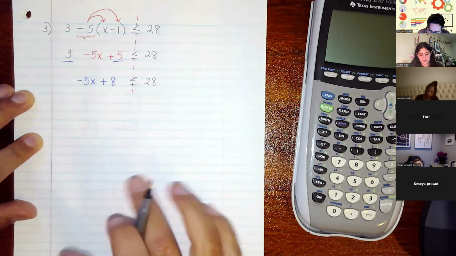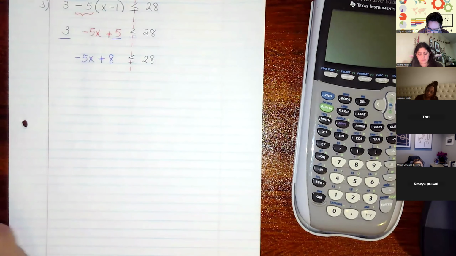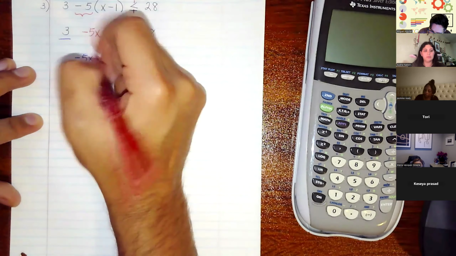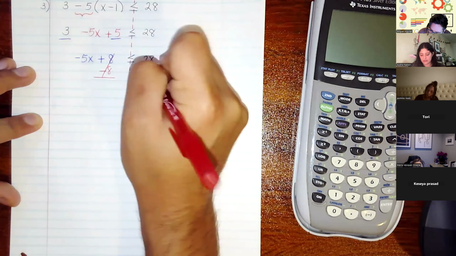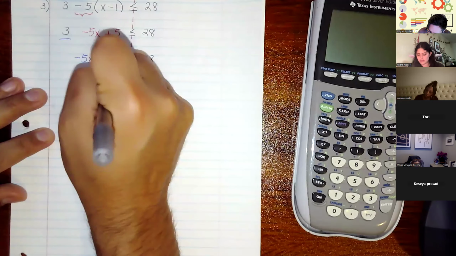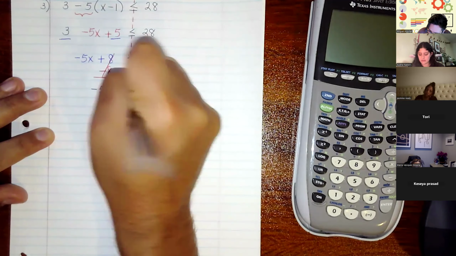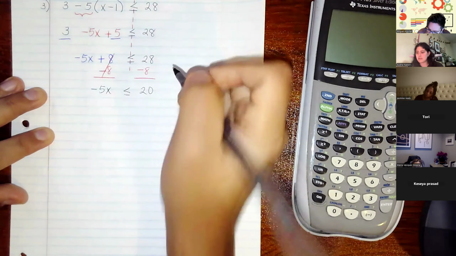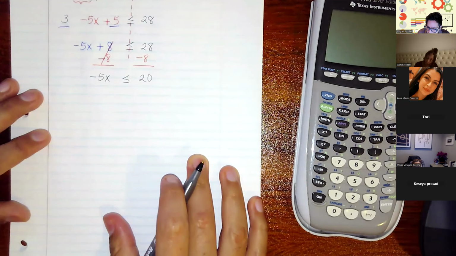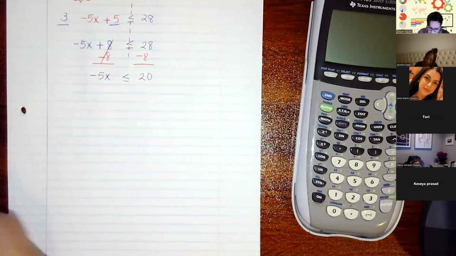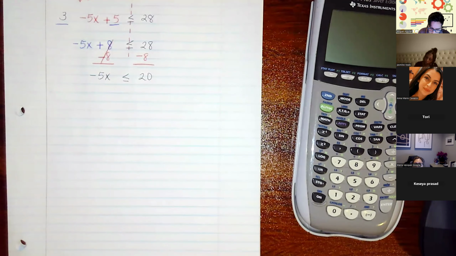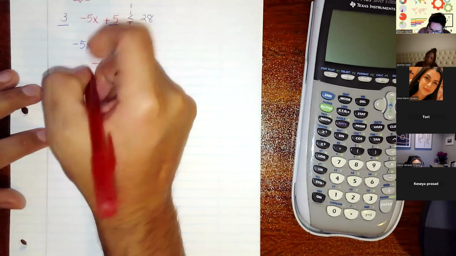And now we're just solving this the same way we would an equation. So how do I cancel out that +8? Subtract that 8 from both sides. That becomes, now we drop the 8, -5x less than or equal to 20. Okay. Now what's the last step here? Divide by -5. Okay, I'm going to divide by -5.